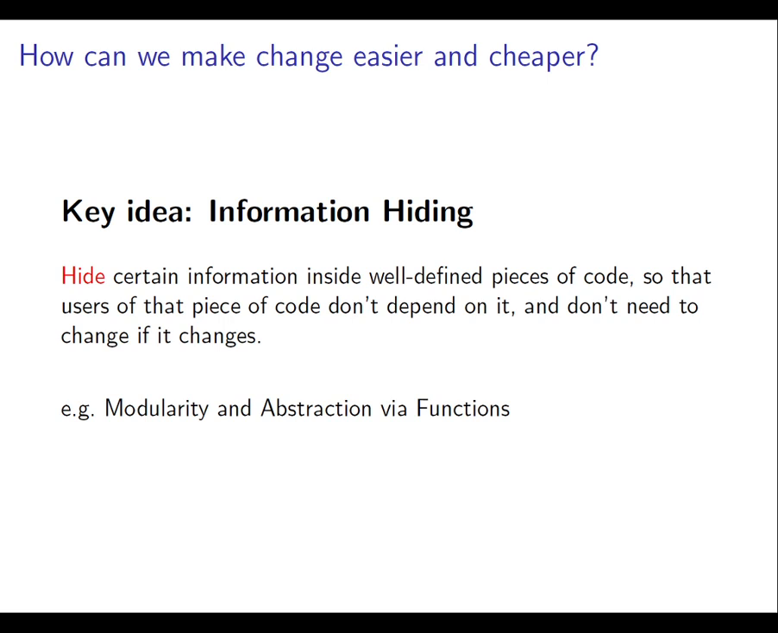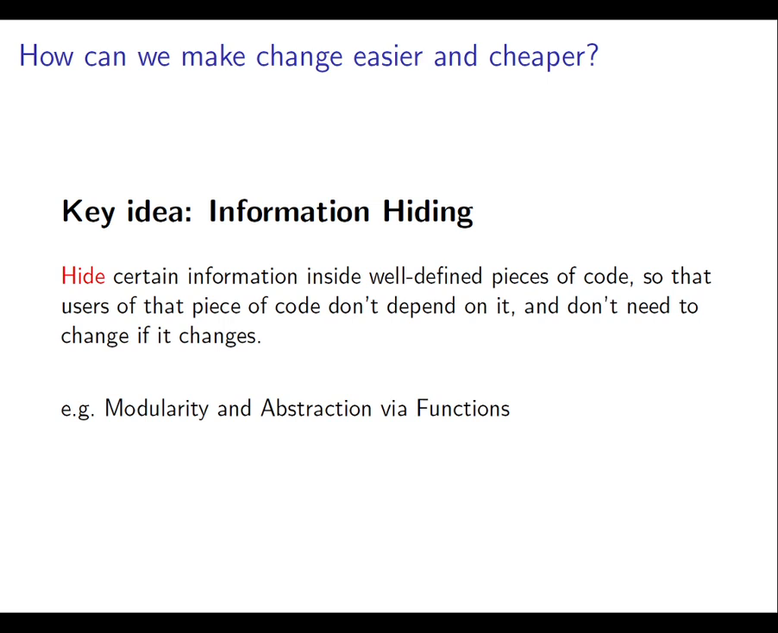Now, doesn't need to know about means a bunch of different things. It means it's safe to use the code without knowing the details that are hidden. It also means that the code that somebody writes that uses your piece of code will not depend on that hidden piece of information, and therefore will not need to change if part of the hidden information changes. And this is the fundamental idea of modularity and abstraction.